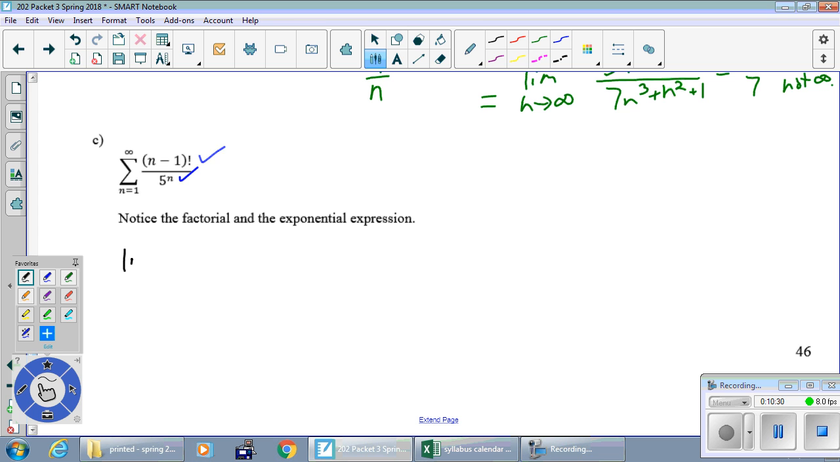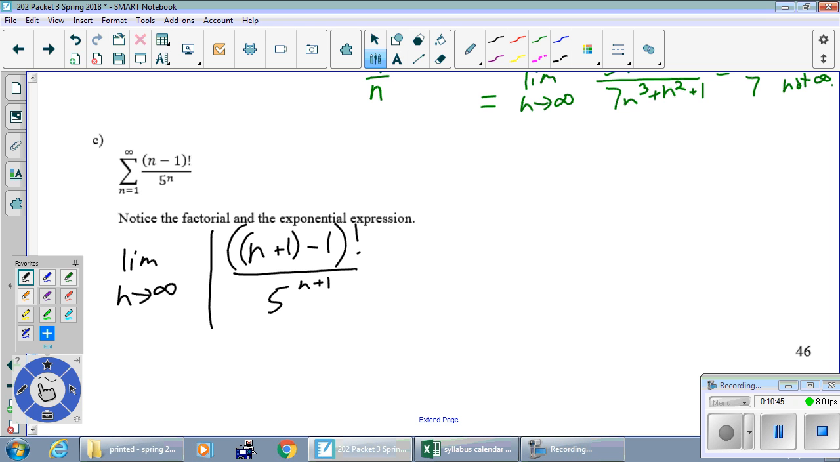So the ratio test says you're going to take a limit as n goes to infinity, and we're doing absolute value of the next term. So all of the n's become n plus 1s divided by the current term, but I'm going to go ahead and save some time and multiply by the reciprocal of the current term. Okay, and then let's clean this up here.